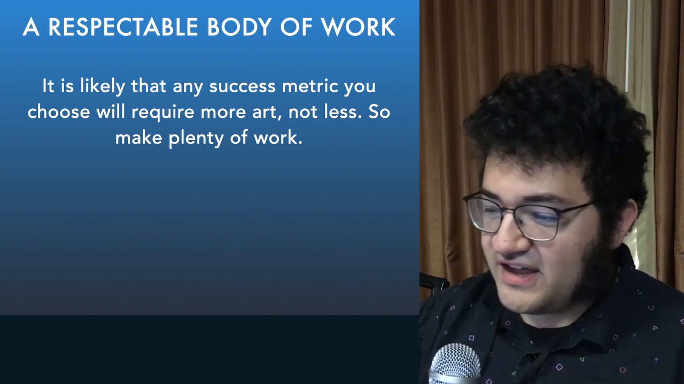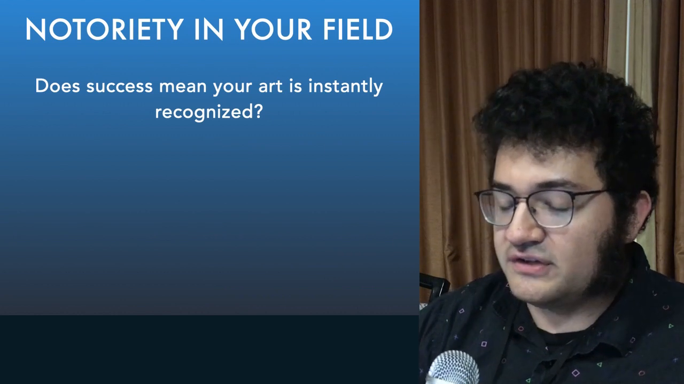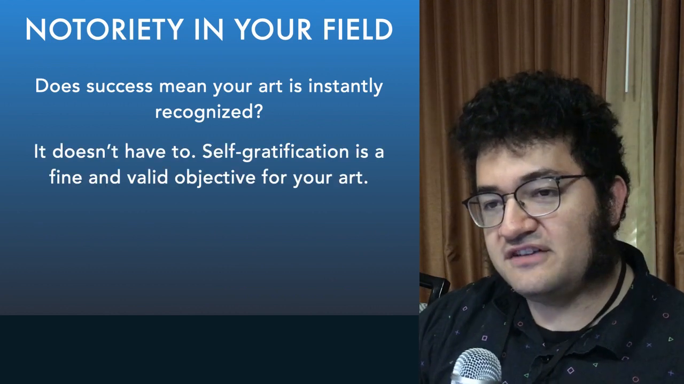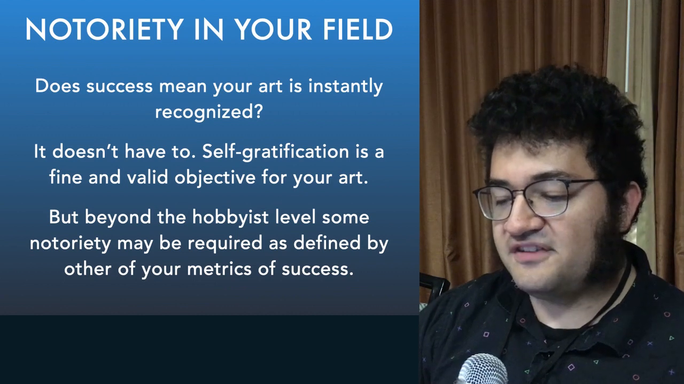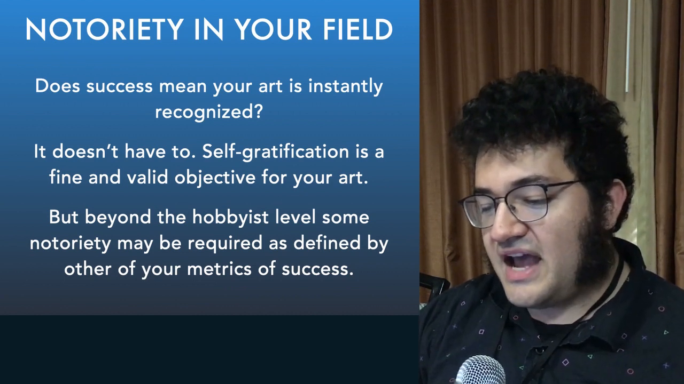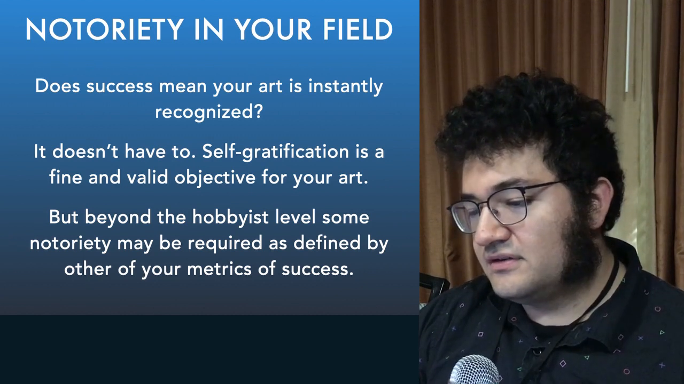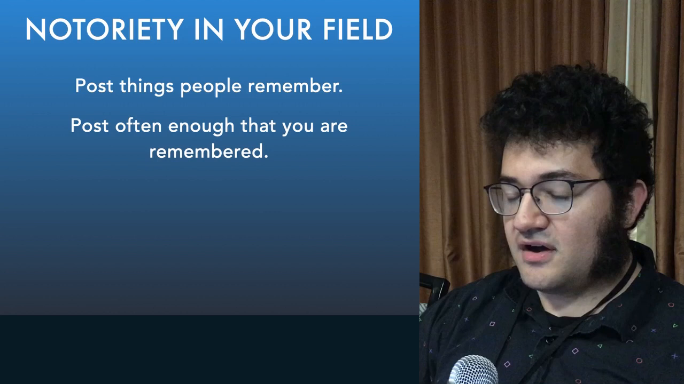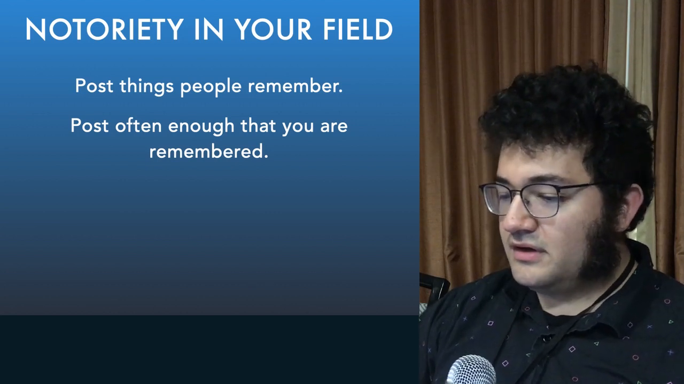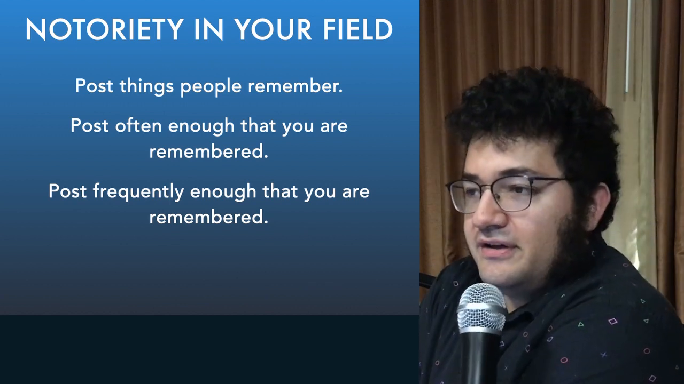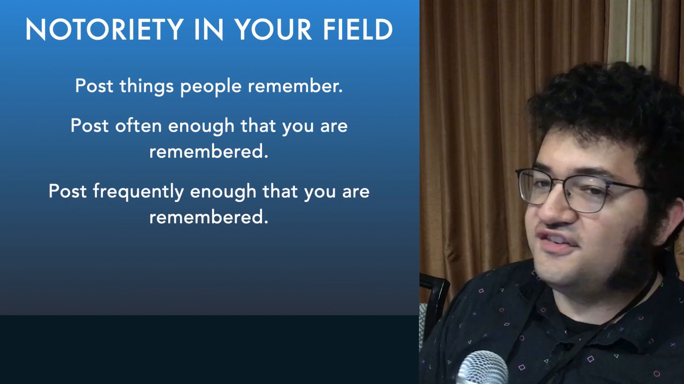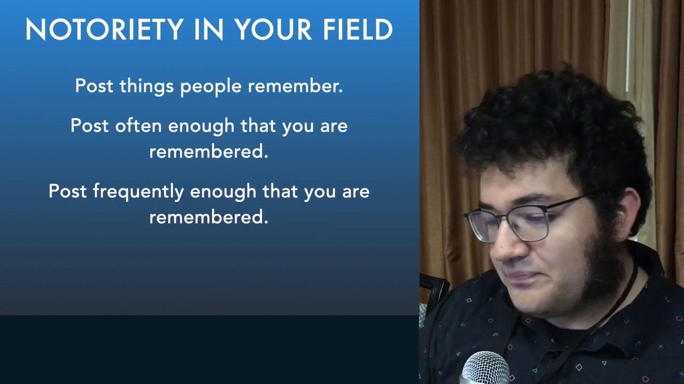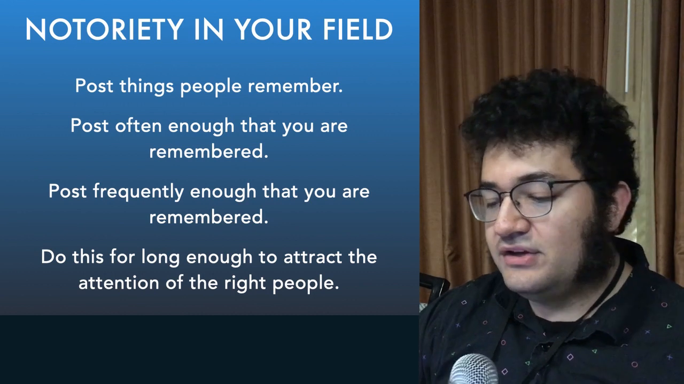The next metric to go over in this case, in our matrix, notoriety in your field. Does success mean that your art is instantly recognized? It doesn't have to. Self-gratification is a fine and valid objective for your art. But beyond the hobbyist level, some level of notoriety is going to be required as defined by your other metrics of success. So then, if notoriety in your field is important, post things people remember. Post often enough that you are remembered. Post frequently, consistently enough that you are remembered. So both quantity and consistency, posting a good volume, but also spreading that out so you're a part of people's lives regularly. And post for a long enough span of time to attract the attention of the right people.